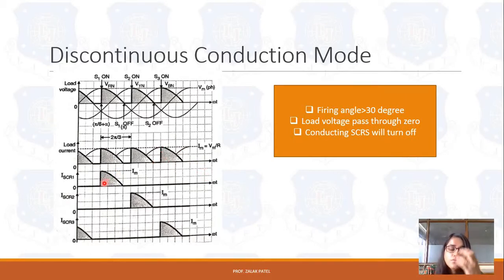Here in the current you can see that from pi by 6 plus alpha to 5 pi by 6 plus alpha, SCR1 current is there, then SCR2 from 5 pi by 6 plus alpha onwards, and up to 13 pi by 6 plus alpha, SCR3 will remain operating. So these are the different modes of HWCR.